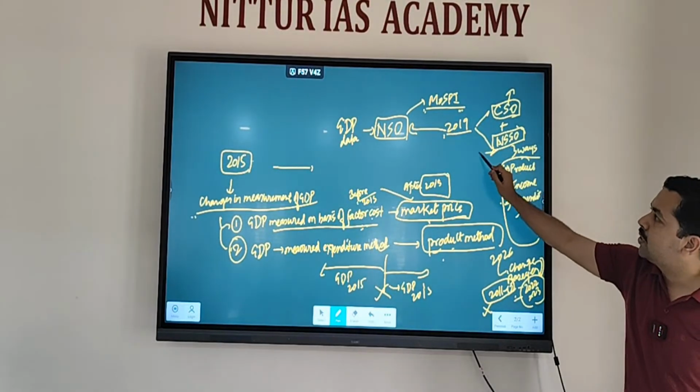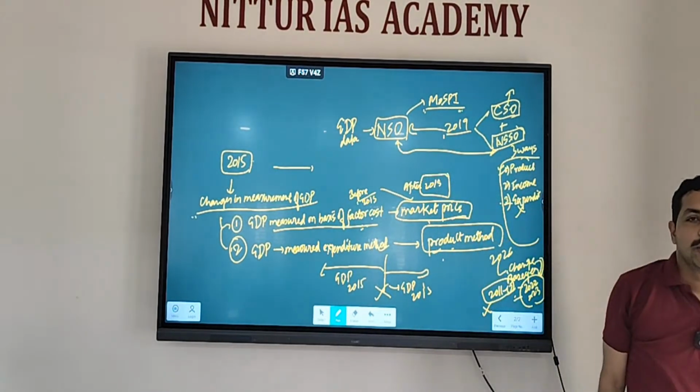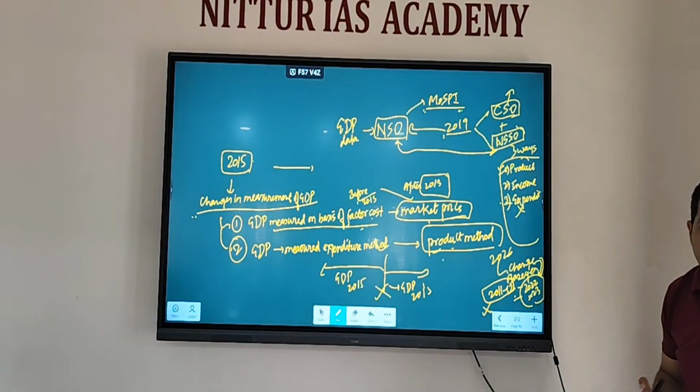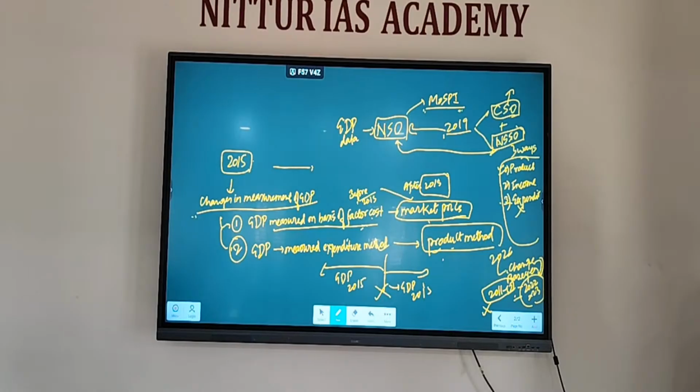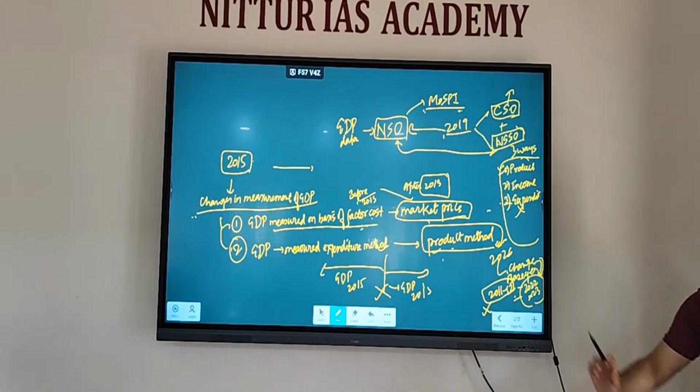Now both have been merged together and created a single office, which is called the National Statistical Office. Currently, the data is provided by NSO, that you have to keep in mind. Clear? So earlier you had CSO and NSSO, now both have been merged, and NSO is now publishing the GDP related data. On which method? Product method, and at which price? Market price. This you have to keep in mind.